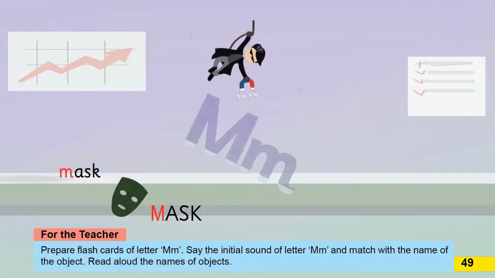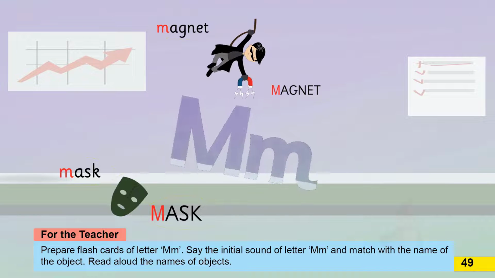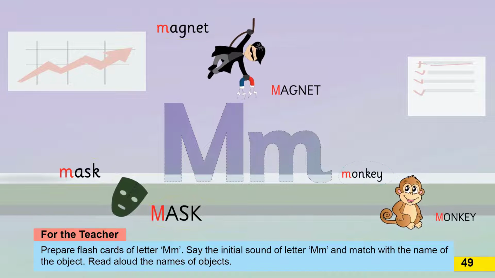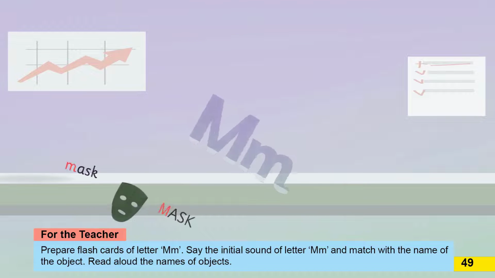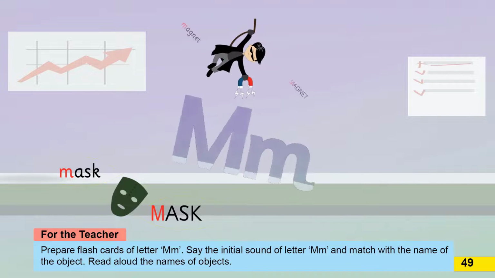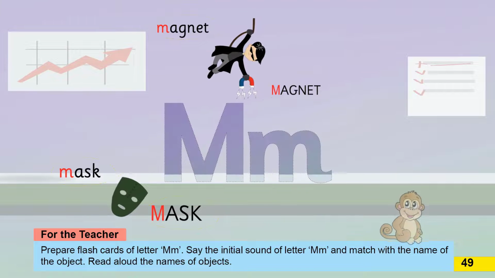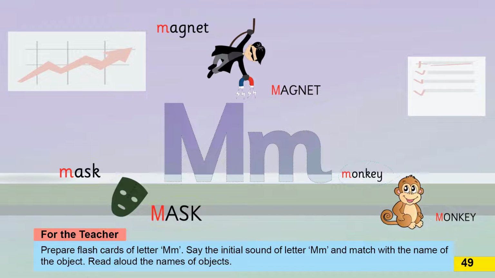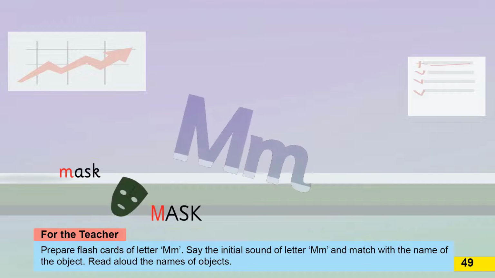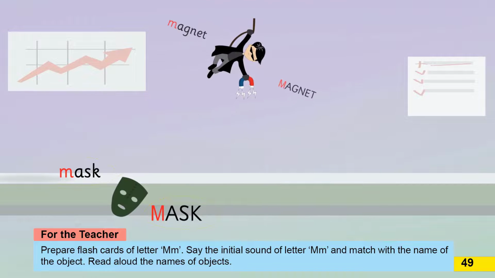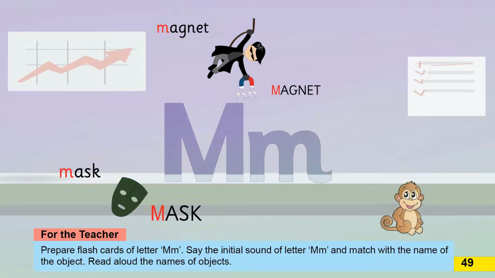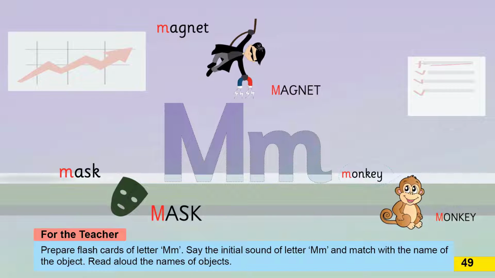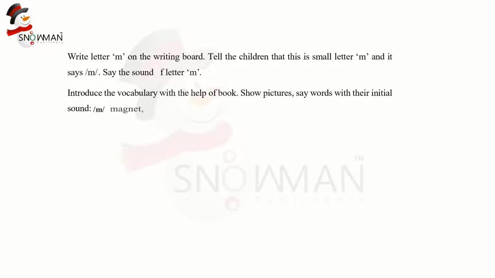Mask. Magnet. Monkey. Mirror. Each word is repeated 3 times.